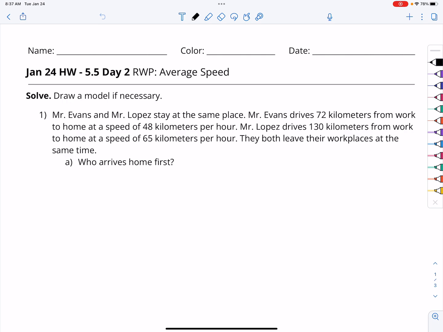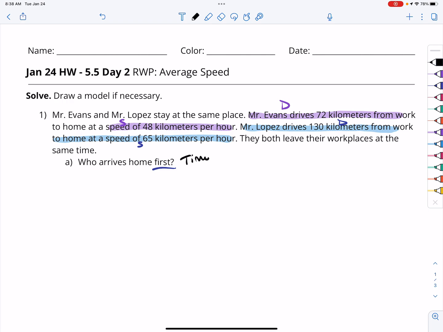So let's see what we've got going on here. Mr. Evans and Mr. Lopez stay at the same place. Mr. Evans drives 72 kilometers from work. I'm going to highlight his stuff with purple, I suppose. At a speed of 48 kilometers per hour. So already I'm thinking that we have the distance and we have speed for Mr. Evans. Mr. Lopez drives 130 kilometers from work at a speed of 65 kilometers per hour. So we have Mr. Lopez's distance and speed. They both leave their workplaces at the same time. Who arrives first? So this sounds to me like a question of time.